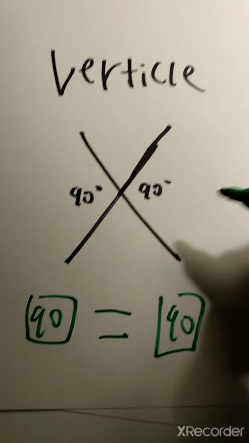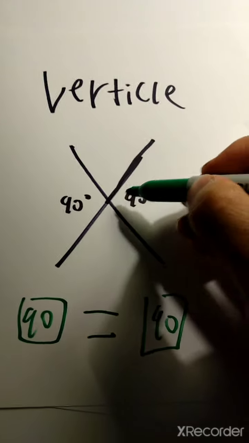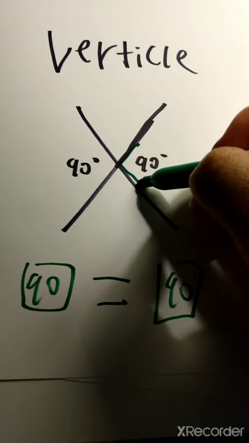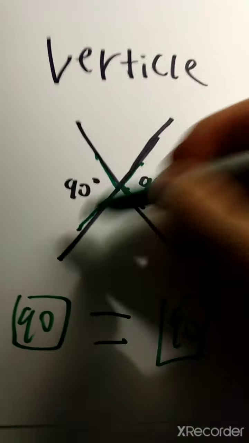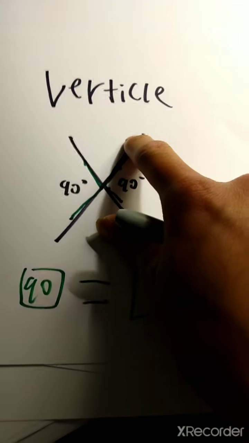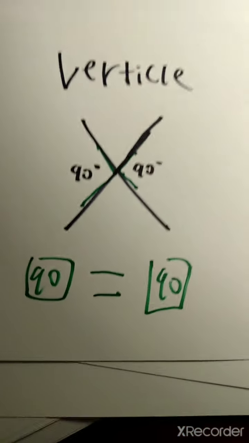So when Patrick was stretching, he was making vertical angles, because this angle is the same thing as this angle. So that's an example of vertical angles, which are equal to each other.